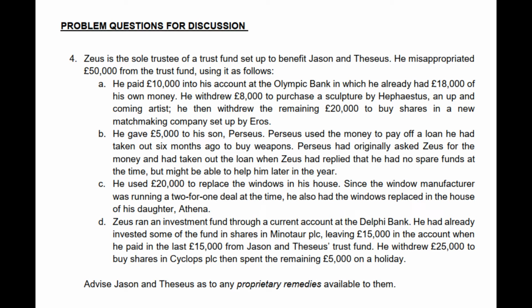You've been given 4 scenarios and you've been asked to advise on each of them. You've not been asked to discuss the issue of whether there's been a breach of the fiduciary duty of the trustee. It's clearly stated at the beginning of the question that Zeus, as the sole trustee, has misappropriated £50,000 from the trust fund. So all you've been asked to do is to identify which tracing rule is going to apply and which remedy, be it proprietary or personal, is going to be used by Jason and Theseus, by the trust, in order to recover those misappropriated funds.